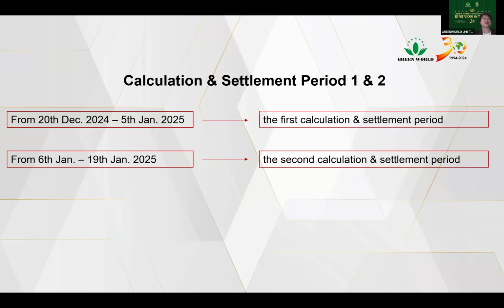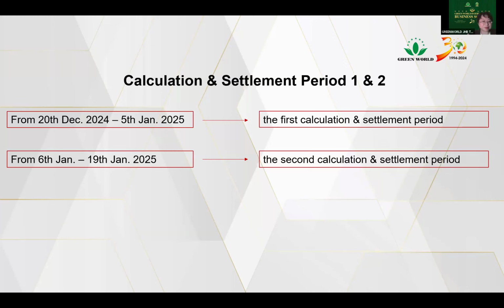Then let's take a look at the 2 periods. We'll call it the calculation and settlement period. So from 20th of December this year to 5th of January next year is going to be the first calculation and settlement period. Then the following period is from the 6th of January to 19th of January 2025, which is considered to be the second calculation and settlement period. Okay, the same thing repeated.